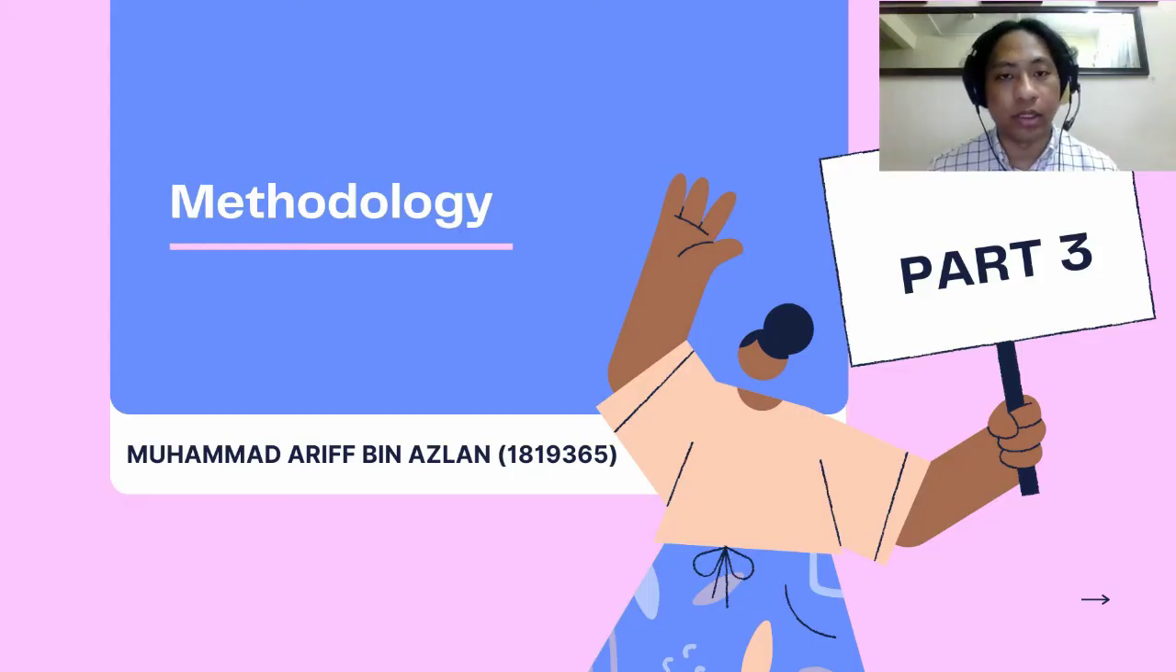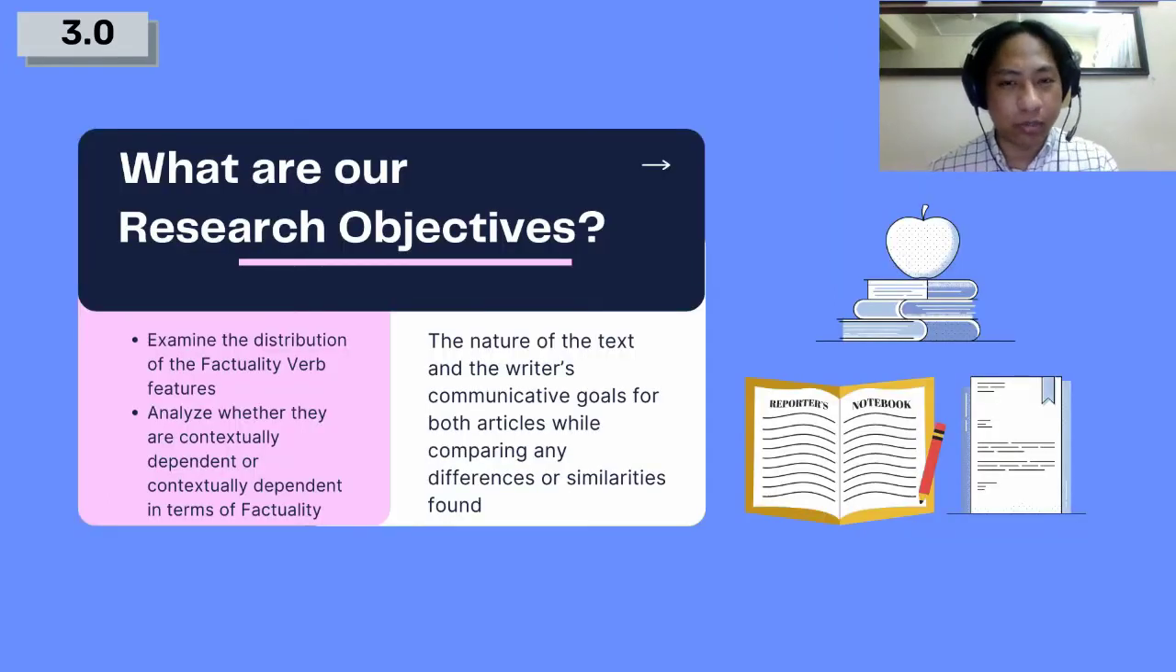My name is Mohammad Arifin Azlan, and in continuing our presentation in this video, I will explain my part of the analysis we did in our paper, specifically the methodology part. But before that, as a reinstatement, what exactly are our research objectives? Firstly, we would like to examine the distribution of the factuality verb features. We would also like to analyze whether our source of data is contextually dependent or independent in terms of factuality. Lastly, we are interested in exploring the nature of the text and the writer's communicative goals for both articles, while comparing the differences and similarities found.